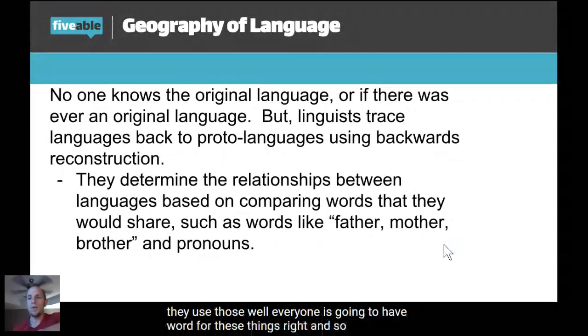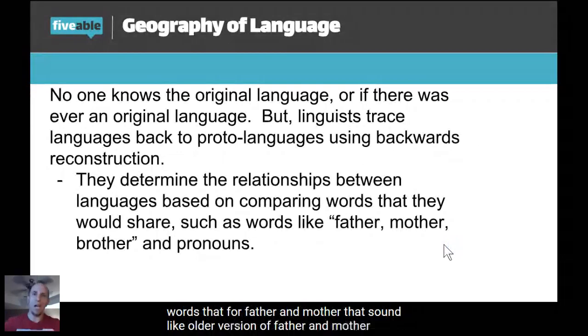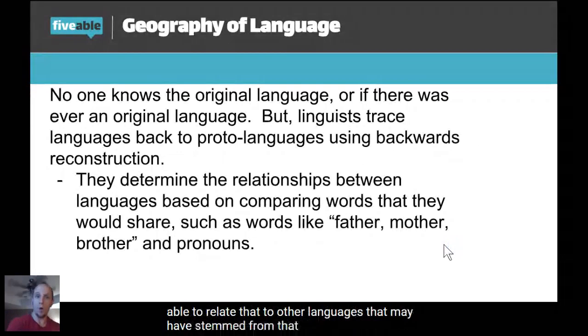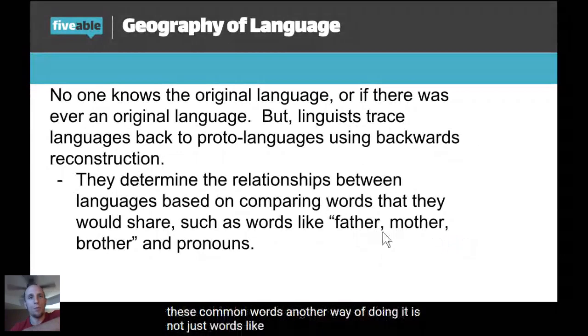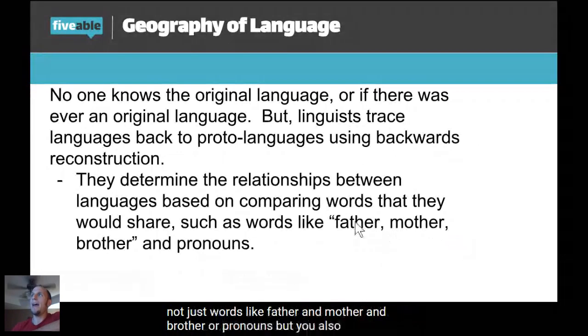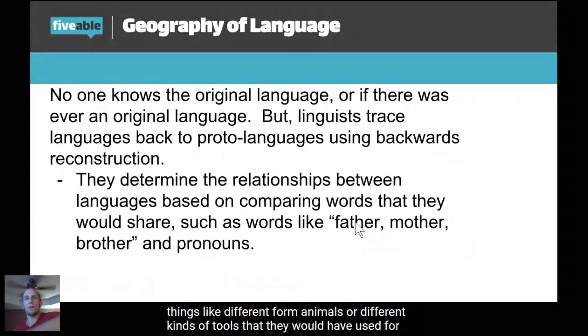And so if you can look back and find relationships between words for father and mother that sound like an older version of father and mother, and be able to relate that to other languages that may have stemmed from that proto or original language, then you're able to figure out the relationship between languages on the basis of these common words. Another way of doing it is not just words like father and mother and brother or pronouns, but you also might have words for things like the ocean, or words for things like different farm animals or different kinds of tools that they would have used for agriculture.